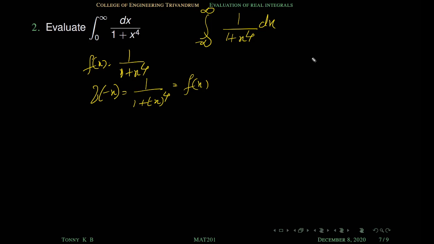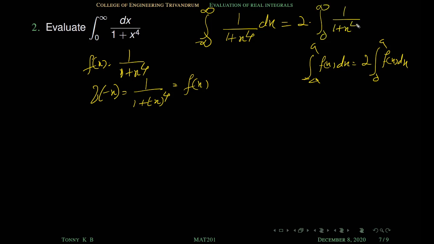We know that for even functions, if f of x is even, then the integral from minus a to plus a of f of x dx is equal to 2 times the integral from 0 to a of f of x dx. Using this property, we can write this as 2 times the integral from 0 to infinity of 1 by 1 plus x raised to 4 dx. So our required integral, the integral from 0 to infinity of 1 by 1 plus x raised to 4 dx, is equal to 1 by 2 times this integral. Clear?